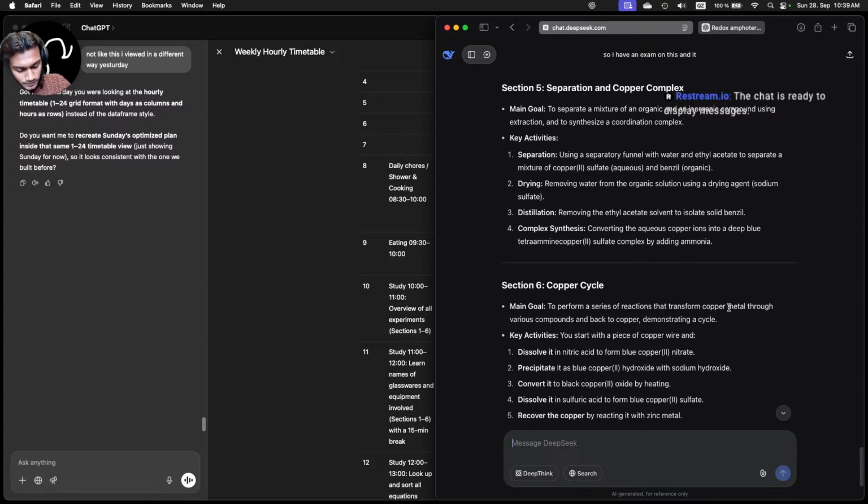Complex synthesis: converting aqueous copper ions into deep blue tetraamminecopper(II) sulfate complex by adding ammonia.